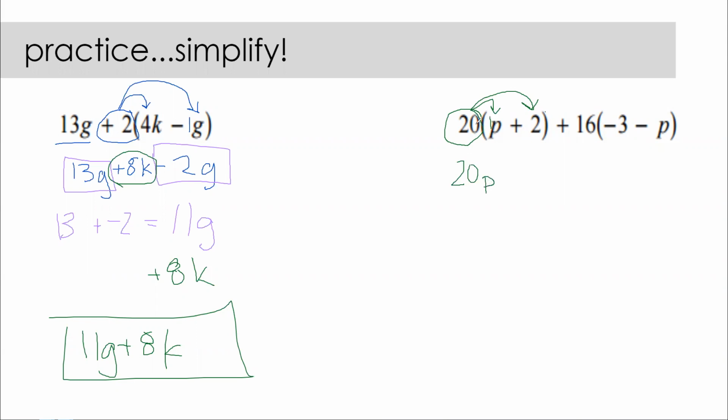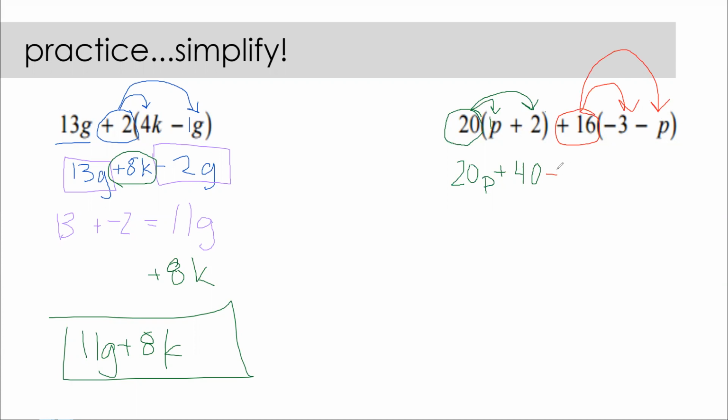And then I've got an addition sign, so I'm going to write addition. And then I'm taking 20 times 2, which is going to give me a 40. So I've distributed my first set of numbers. I see another set of parentheses right here. That 16 is directly attached to the parentheses through multiplication. So I'm going to multiply it. Notice how I gathered up that sign, so I know that it's a positive 16.